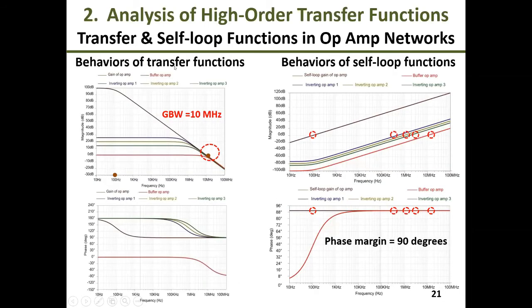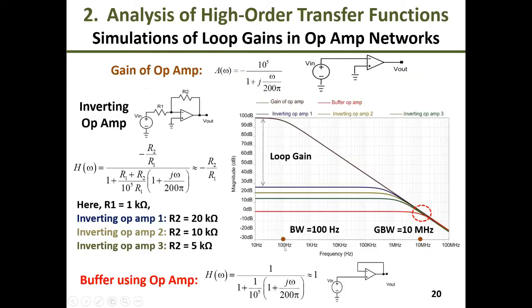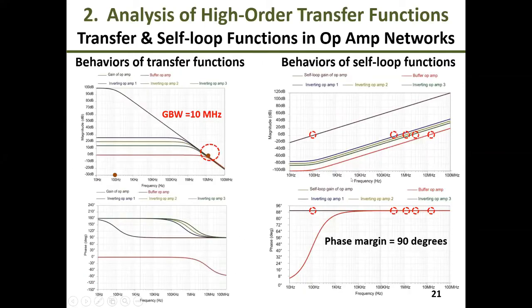Now let me show the behavior of the transfer function in the repole networks. From the Bode plot of the cellular function, we can see that at the unity gain of this network, the phase margin is the same, 90 degrees. It means that these networks are stable.